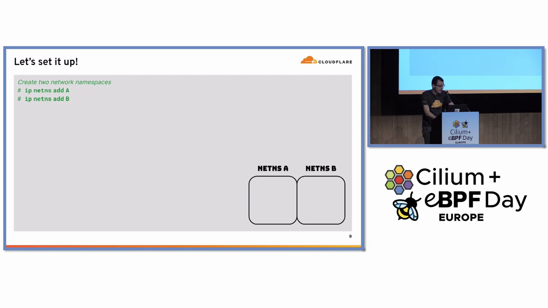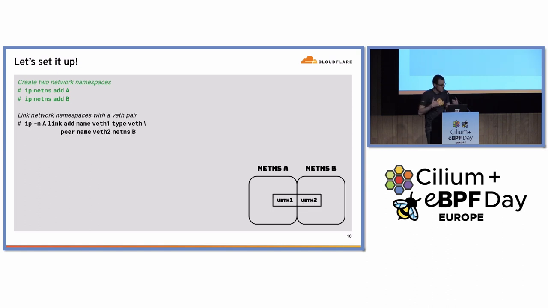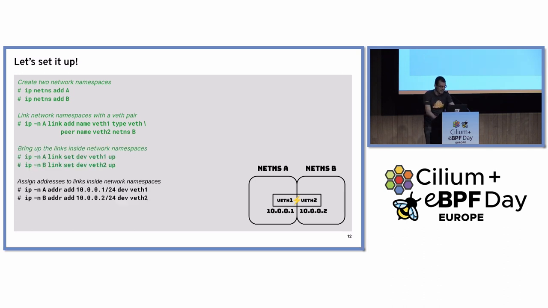So let's actually see how that looks in action. We can set it up without too much effort ourselves. If you have a Linux VM or a machine running Linux, we will need two network namespaces. We need to put a virtual link between them, a VETH pair. We bring our interfaces up, so now we have L2 networking between these network namespaces. We assign some addresses, so we have now L3 networking between them.